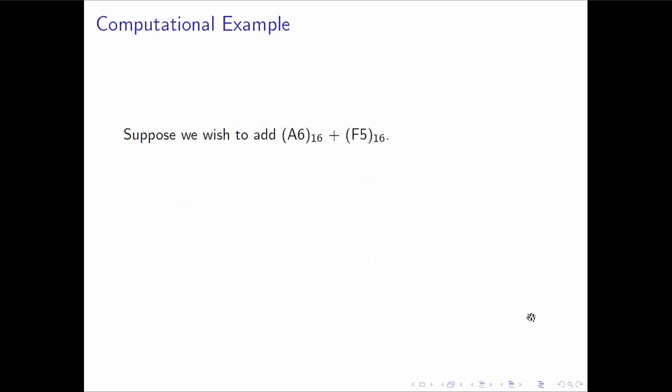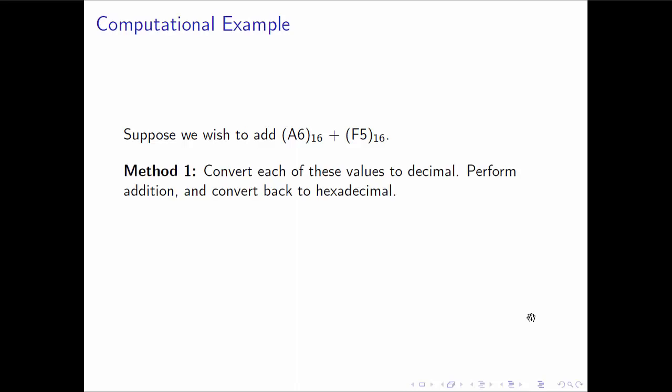Last but not least, I do want to show you how to do one computational example of doing arithmetic with different number systems. So let's suppose that we wanted to take A6, which is a perfectly good hexadecimal number, and add it to this other hexadecimal number, F5. One way to do this, the way that people often feel the most comfortable, is to take the numbers A6 and F5 and convert them back to decimal numbers. Once they're decimal numbers, we feel very comfortable doing an addition, and then after the addition is done, we could go through this process that we've done examples of before to convert back to a hexadecimal value.